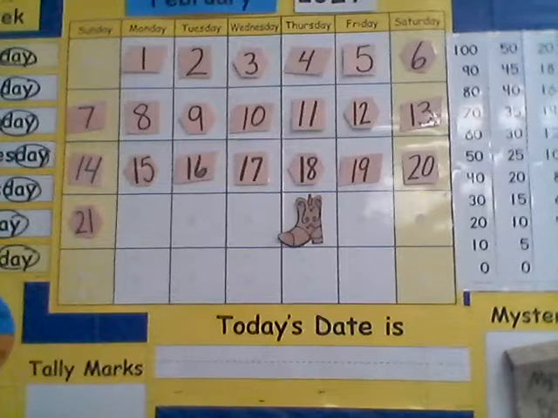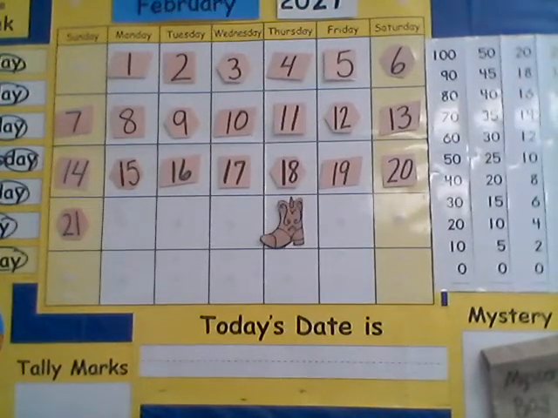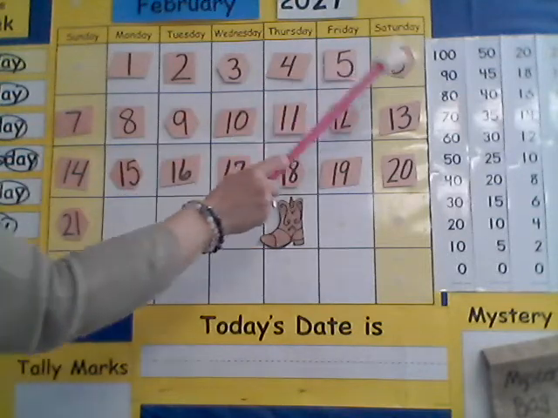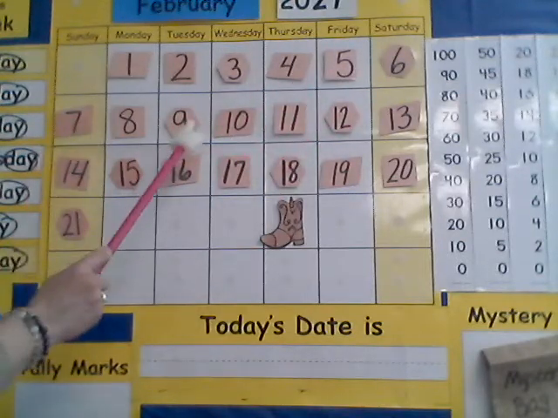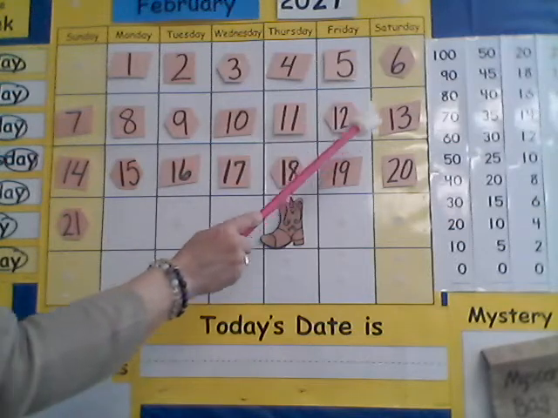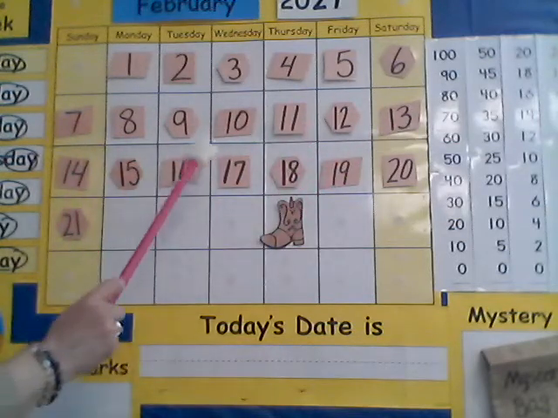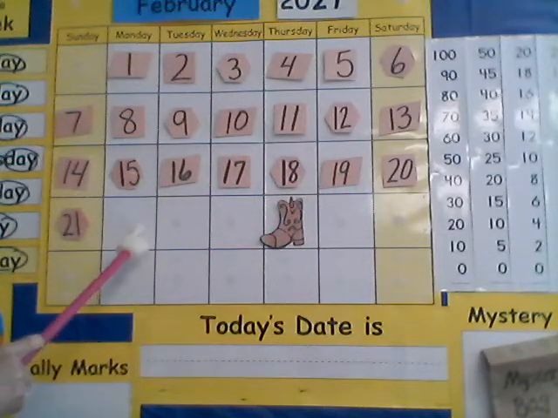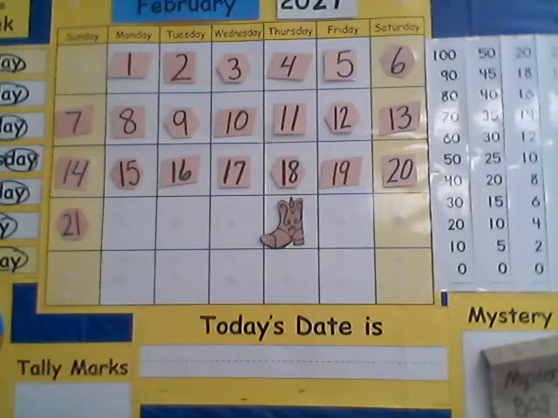So it looks like we have a number day missing. Let's go ahead and count and see what it is. 1, 2, 3, 4, 5, 6, 7, 8, 9, 10, 11, 12, 13, 14, 15, 16, 17, 18, 19, 20, 21, 22. Ooh, 22. Friends, that is a special number, but we'll do that once we place it up here.